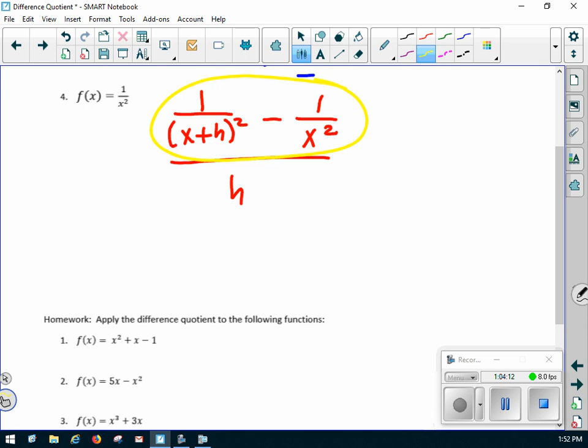This is called a complex fraction because you got a fraction inside a fraction. Now, we're going to take what I circled in yellow, which is the whole numerator, and we're going to find a common denominator. What's the common denominator going to be for the part I circled? X squared times x plus h quantity squared. What part is this fraction missing?